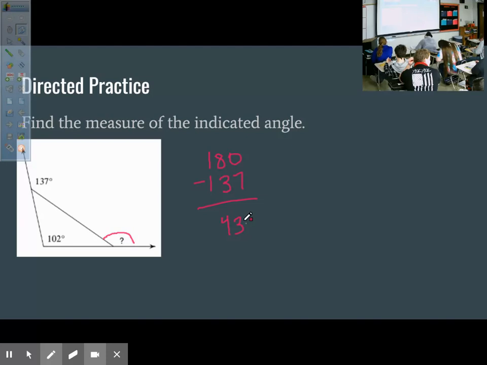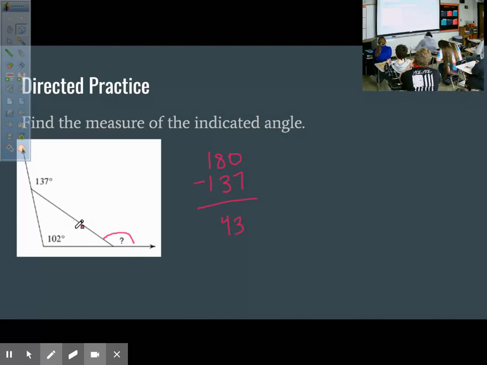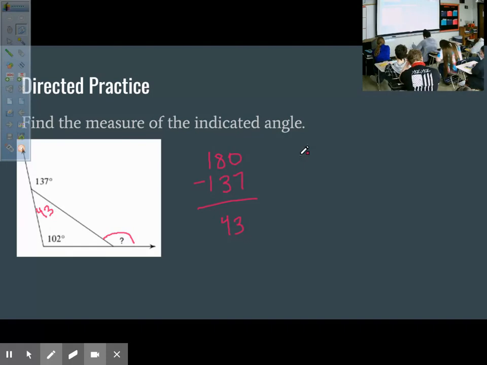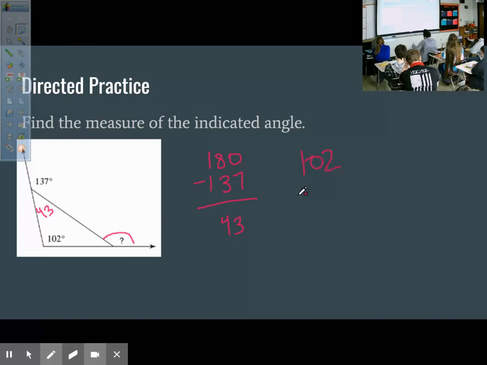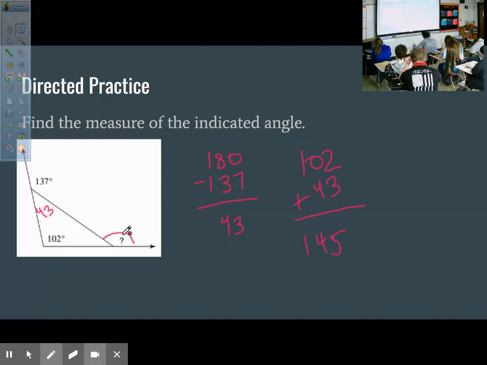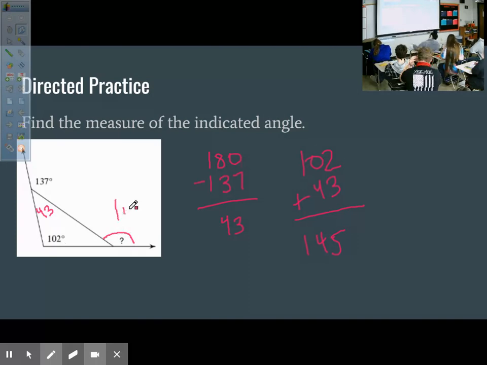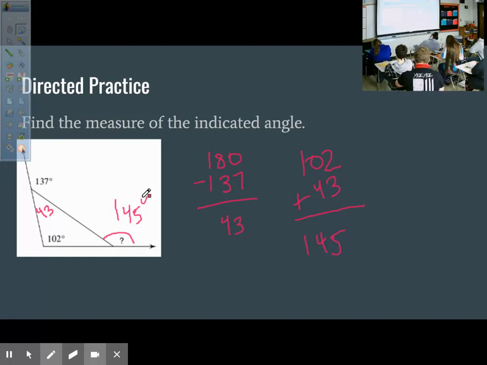Okay, so what does this 43 give me? Well, it's going to give you the top angle, and then you're going to add that to the other angle in the triangle, 102, and that's going to give you 145. The exterior angle theorem says it's these two added together, so that means this angle down here would be 145 degrees.